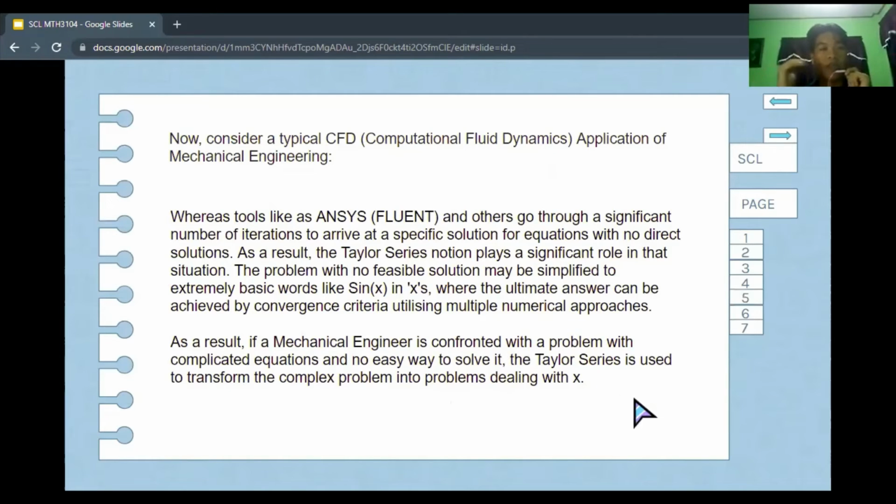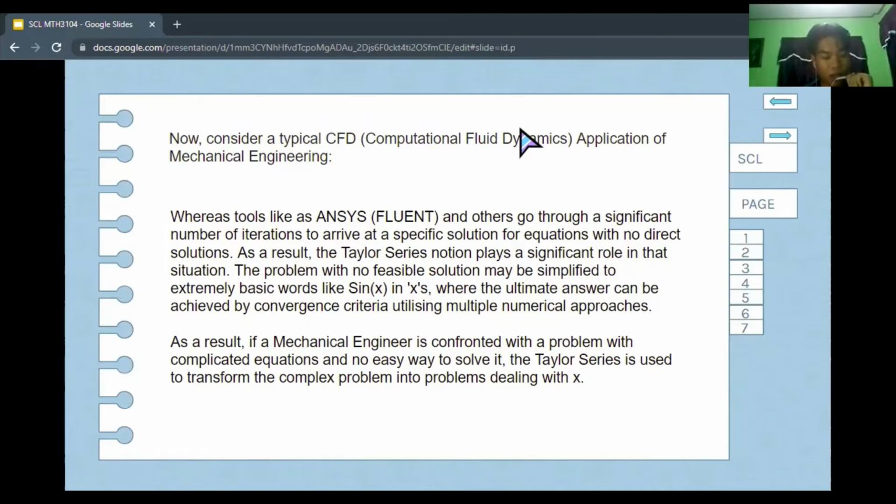Now we consider a mechanical engineering situation. Consider a typical CFD, which is computational fluid dynamics, an application of Taylor series in mechanical engineering. For this problem, software like ANSYS can be used to solve it. However, Taylor series also can be used to solve this problem. Taylor series can help by reducing it into very simple terms like the sine example before, where using different numerical techniques, the final solution can be obtained by convergence criteria.